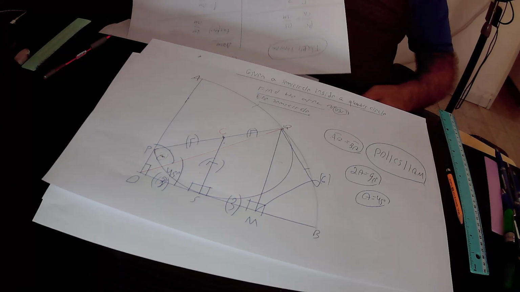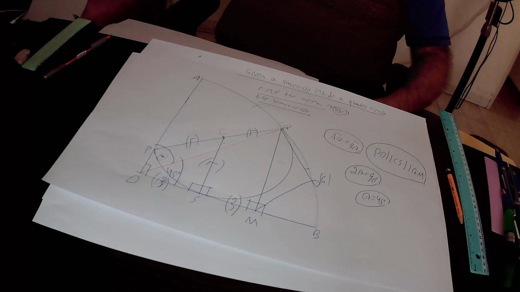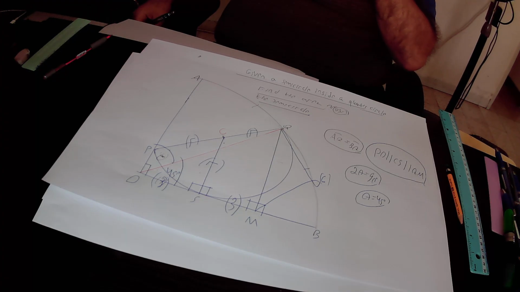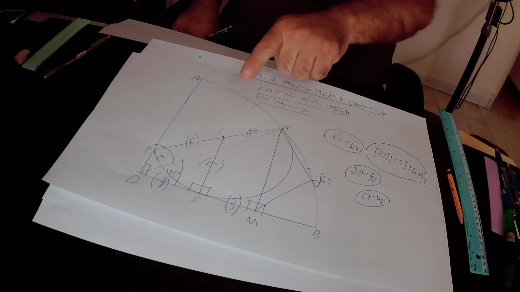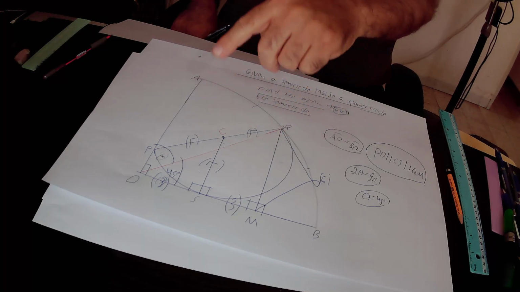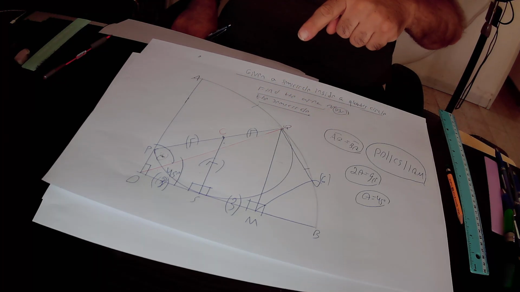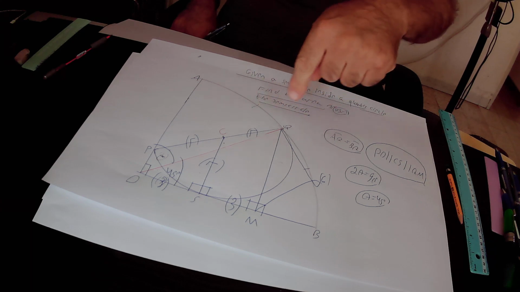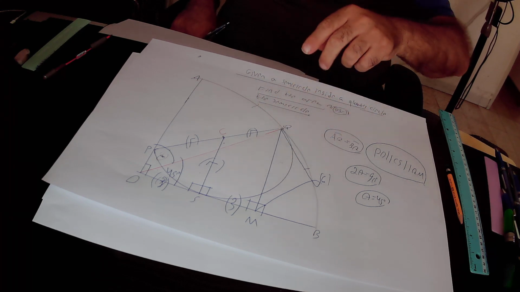In the next step, we will do a construction. That is to say, from point C, the center of this semicircle, we will draw a perpendicular on QM. Again, from point C, we will draw a perpendicular on QM.